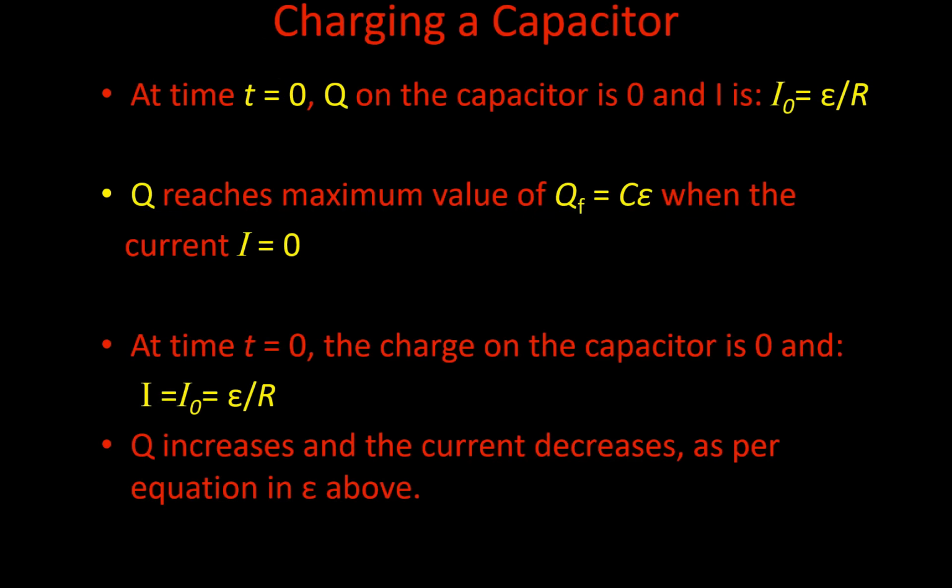So what happens when we charge a capacitor? Well, at time t equals 0, we're assuming the charge on the capacitor is about 0. And the current is going to be I0, which is the electromotive force from the battery divided by R. So V over R, but this is the battery's EMF. Q will reach some maximum value, Q final, when it's equal to C times the voltage of the battery.